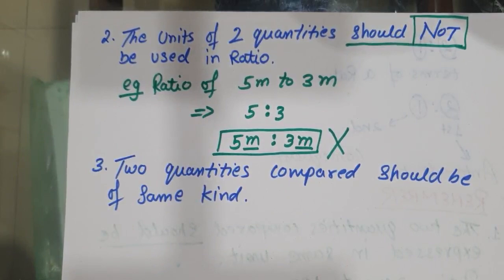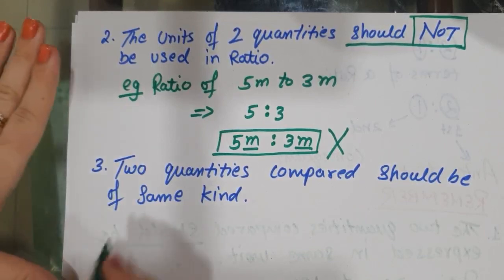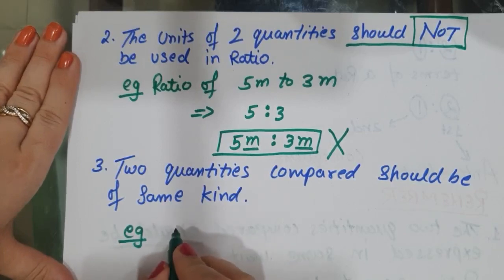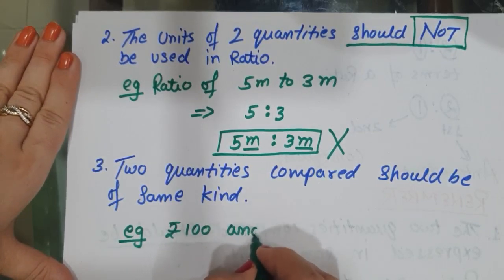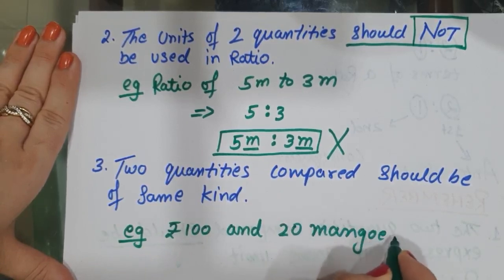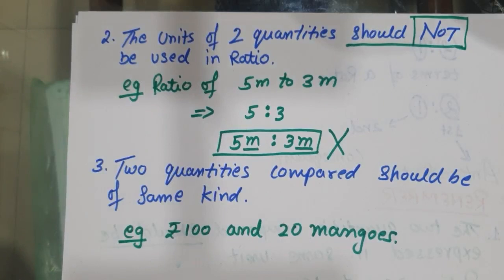Moving on to the next one. Two quantities compared should be of the same kind. Same kind means we cannot compare two different kinds of quantities. Like if I say we have 100 rupees and I want to compare it with 20 mangoes, this is an invalid question. This is wrong. Either the rupees will be compared with rupees, or the apples will be compared with apples, or mangoes with mangoes. It should be this way.